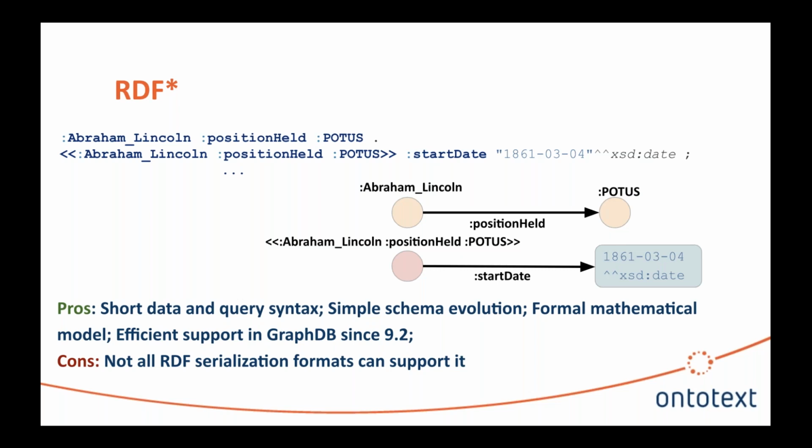What are really the benefits is that obviously this is a very short syntax and it allows simple schema evolution. Unlike the previous examples, if at some point you decide to track metadata for an existing triple, you don't have to change your model with any of the previously shown approaches. You can just say, okay, I put a pointer to this type of triple, which we call an embedded triple, and I'm going to state something about this.